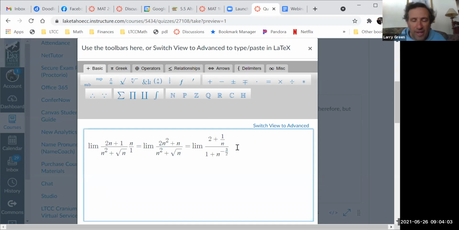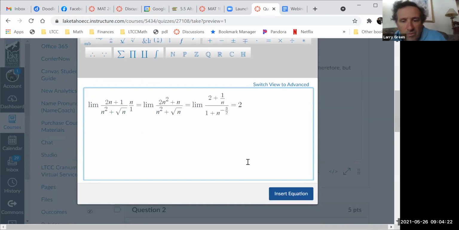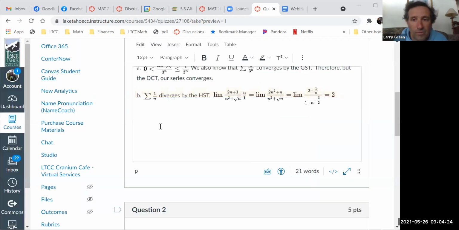Any questions on that? Okay, notice 1 over n goes to 0 as n goes to infinity. And so does n to the negative 3/2. Remember, negative means a 1 over. So I just get 2. Any questions at all so far?